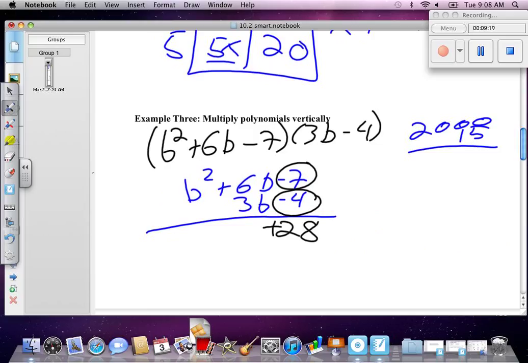Okay? Now I'm going to take negative 4 times 6b. That's how I get a negative 24b. Okay. Now I'm going to take negative 4 times b squared. It gives me negative 4b squared.